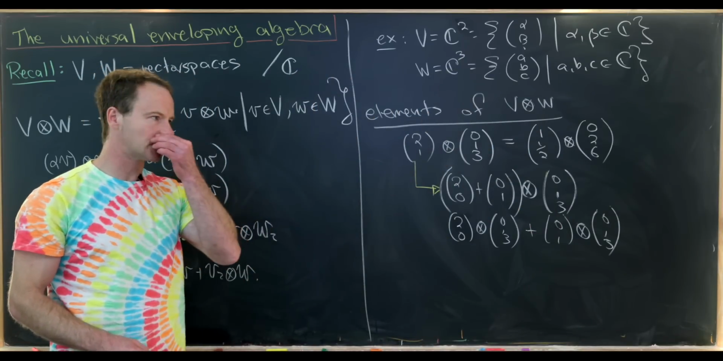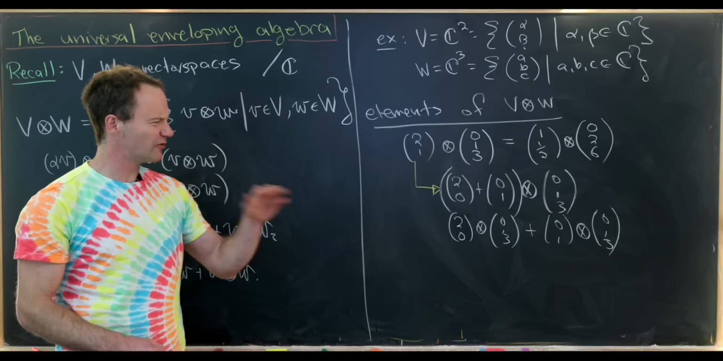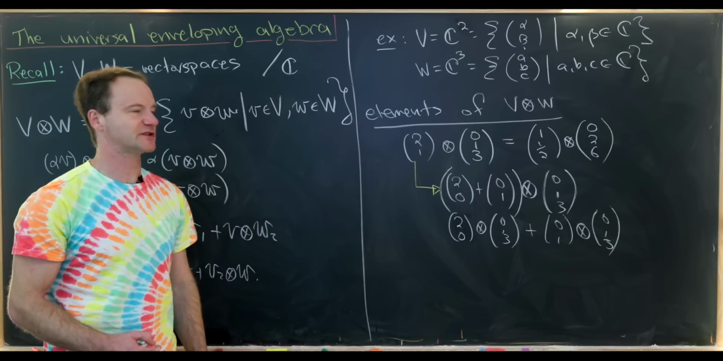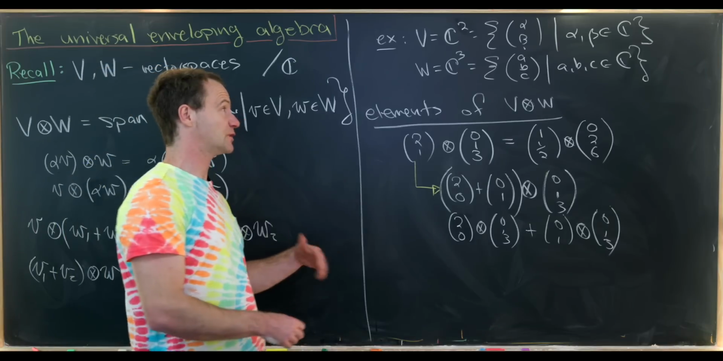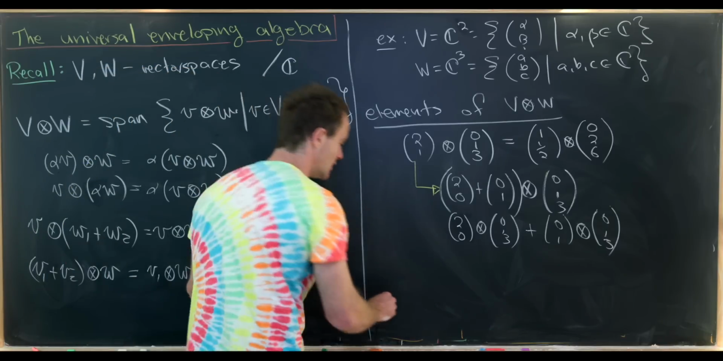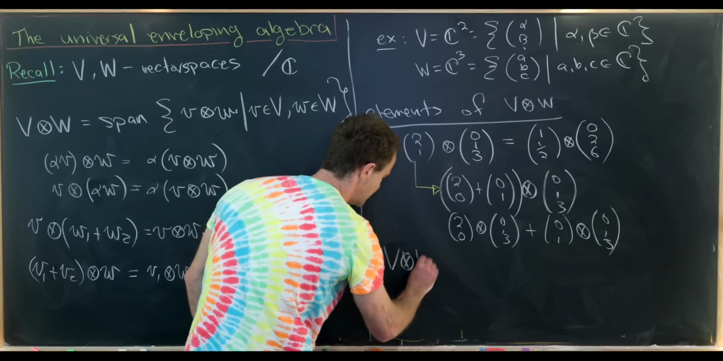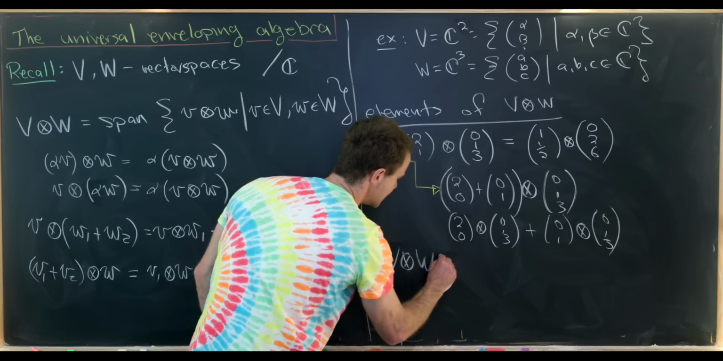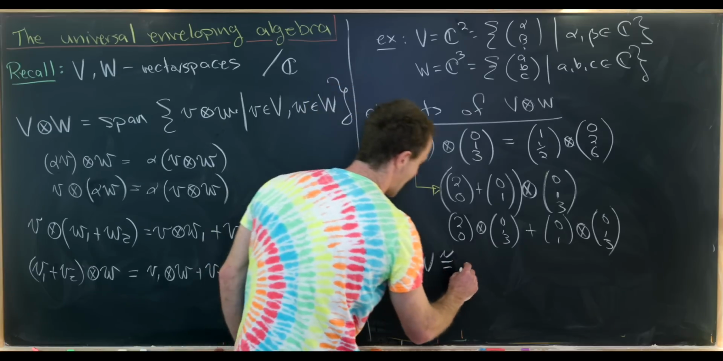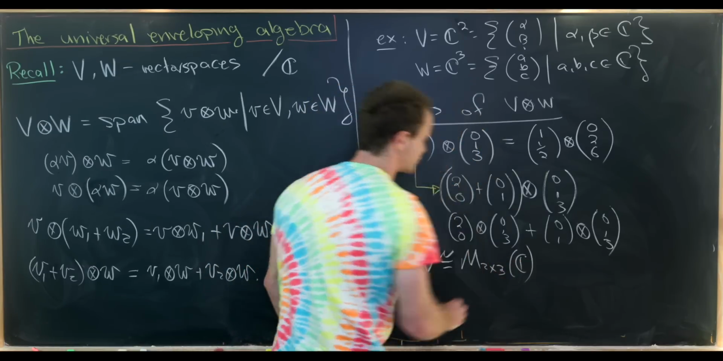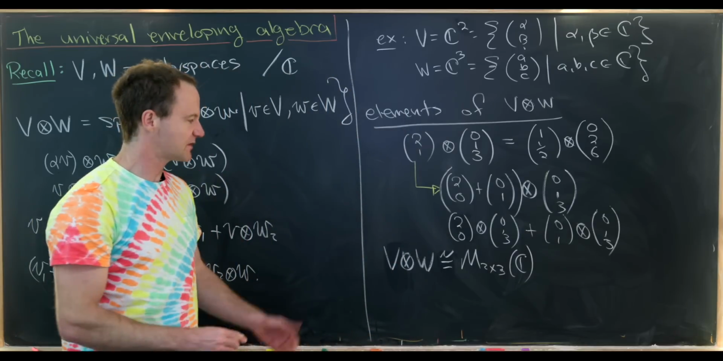And you might start to look at this and think that, oh, this looks like it could be pretty similar to some rectangular matrices of a certain size. And in fact, we have that in this case. What we have is this tensor product of V with W is essentially the same thing as 2x3 matrices with entries in C. So something like that.